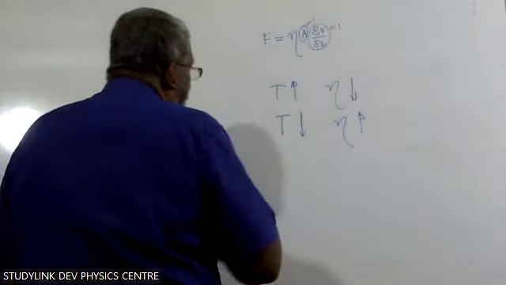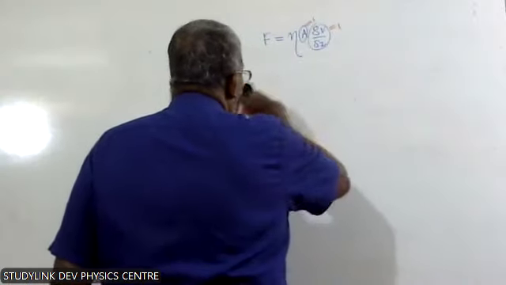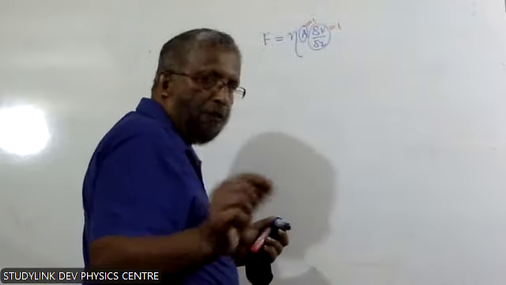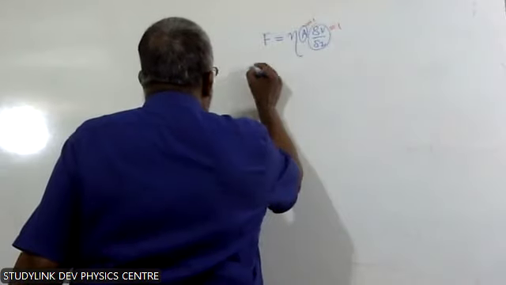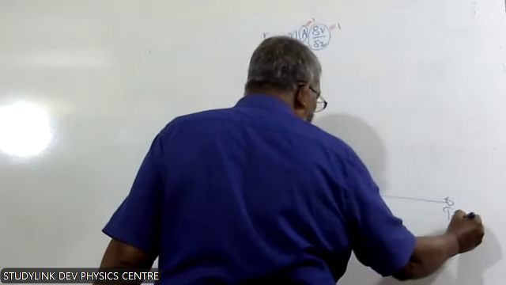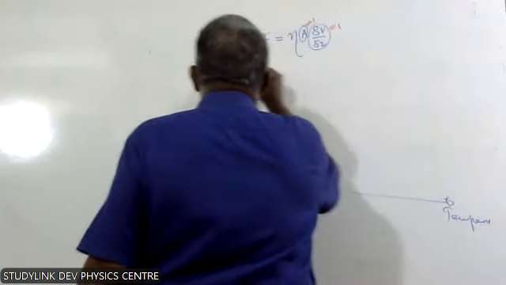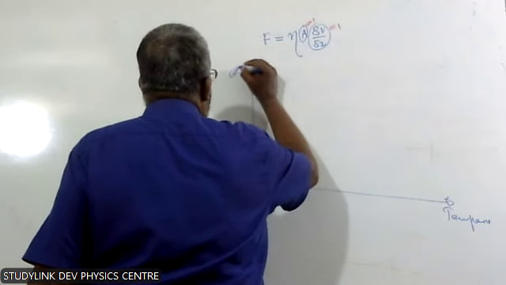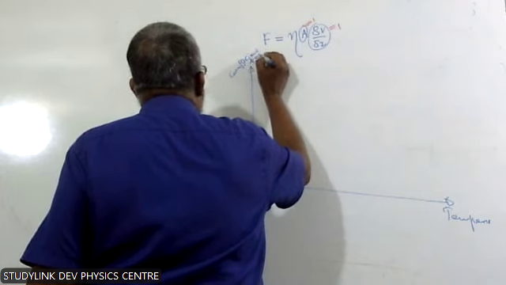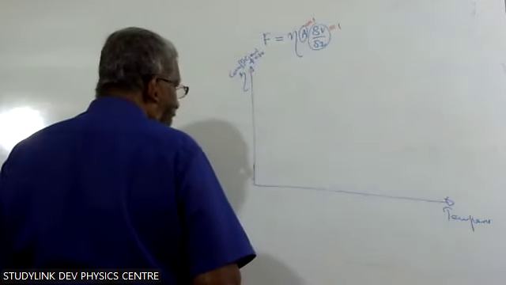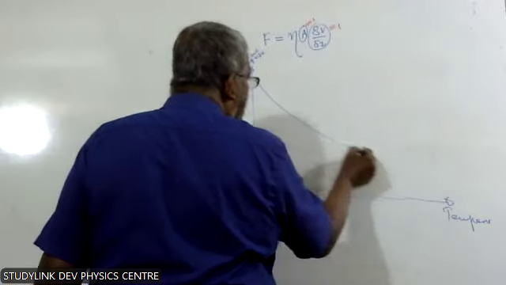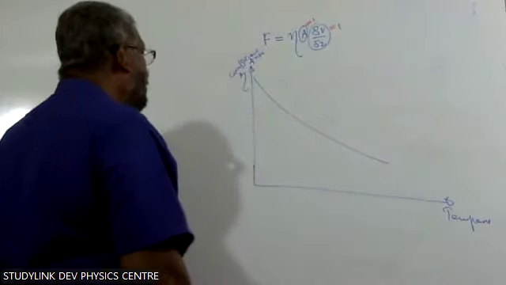Then draw the graph of coefficient of viscosity versus temperature. Temperature on one axis, coefficient of viscosity, that means eta, on the other. With the temperature, this value reduces. It's a curve.